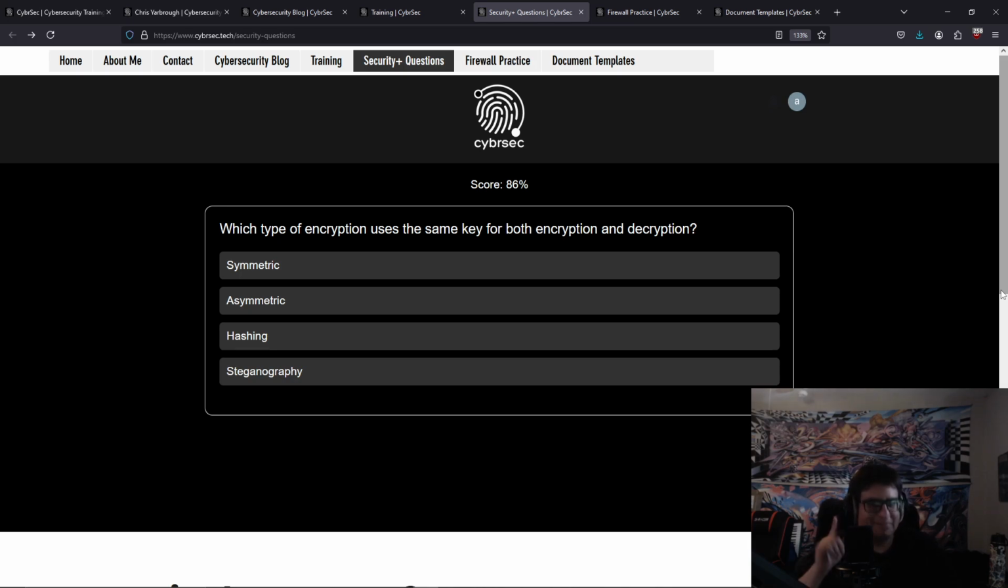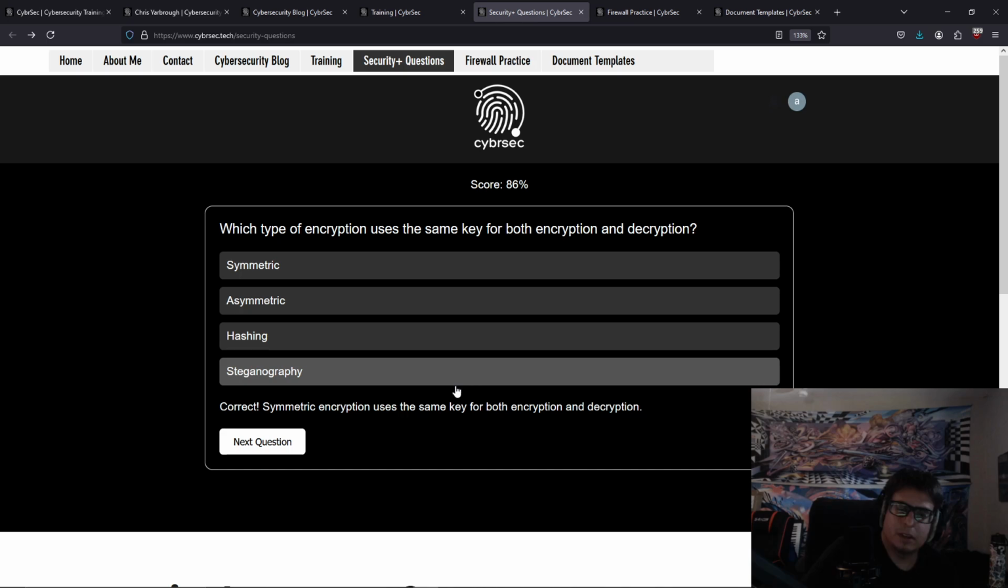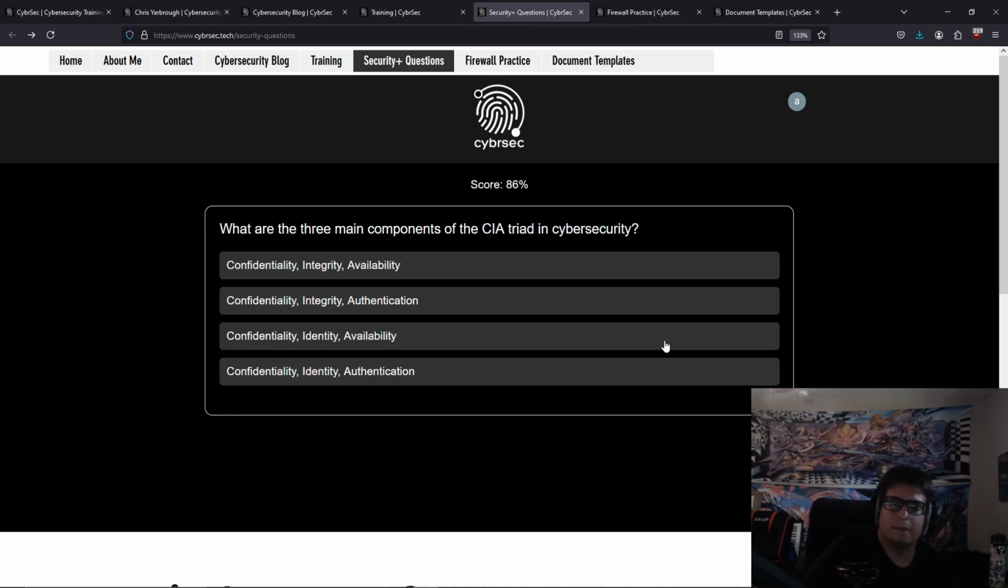Which type of encryption uses the same key for both encryption and decryption? Same key would be symmetric. It's the same. Asymmetric is two keys. Uses the same key for both.